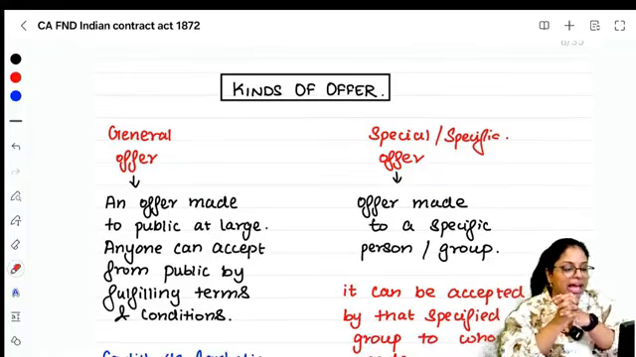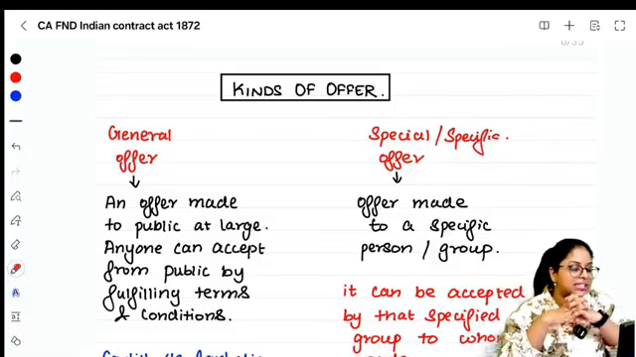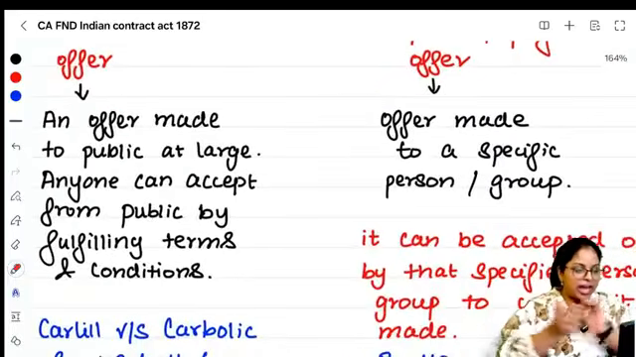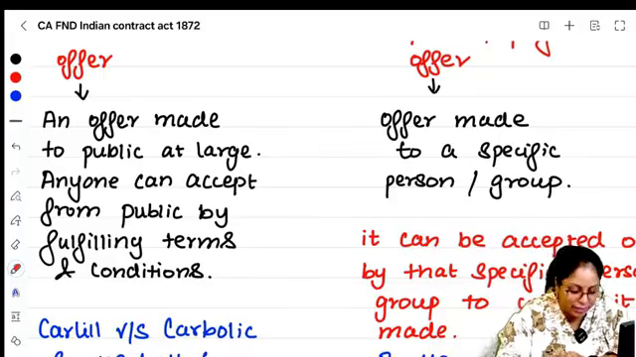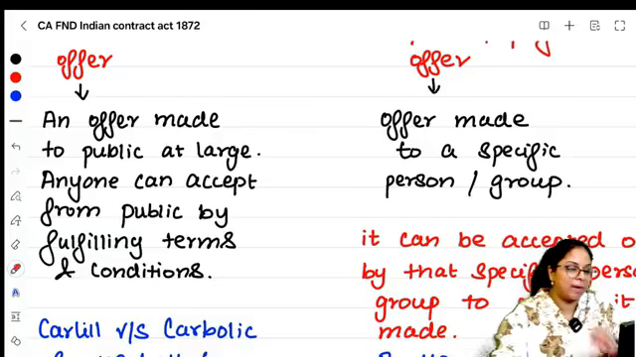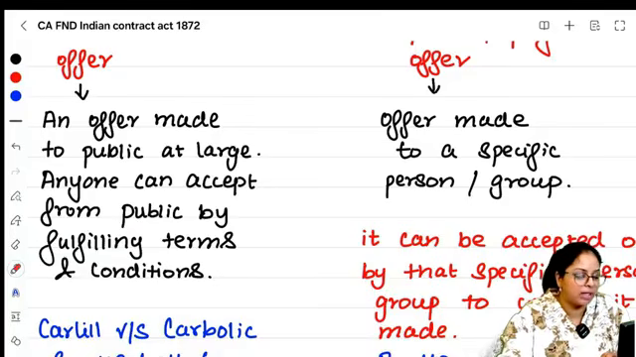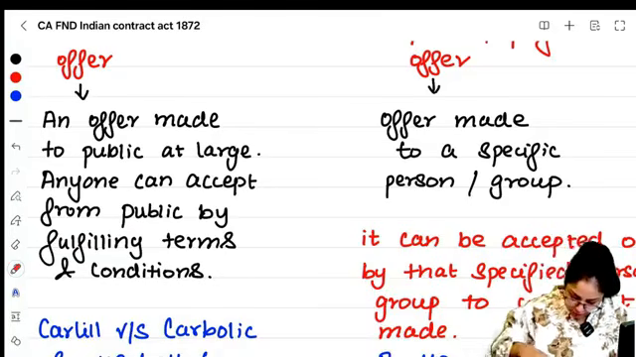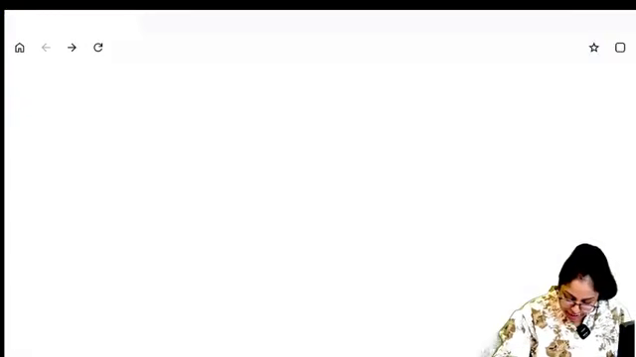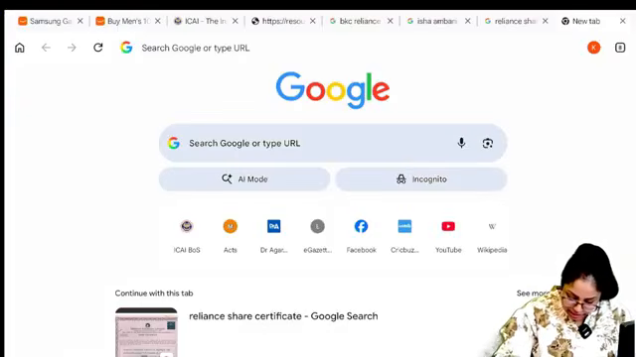In this particular case law, what happened? Yeah Sriram, perfect. Carlill, a lady, and the Carbolic Smoke Ball Company. The Carbolic Smoke Ball Company released a newspaper advertisement. You remember the newspaper advertisement we saw in class?